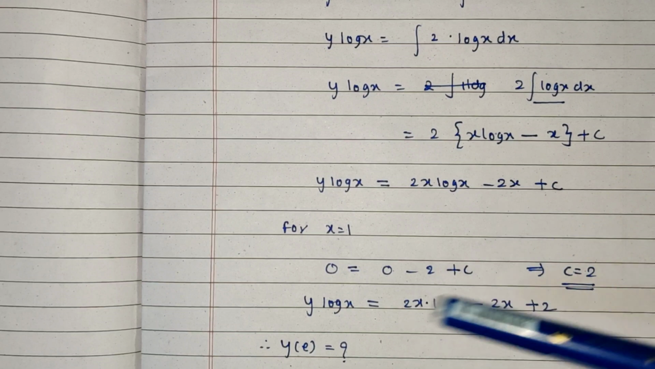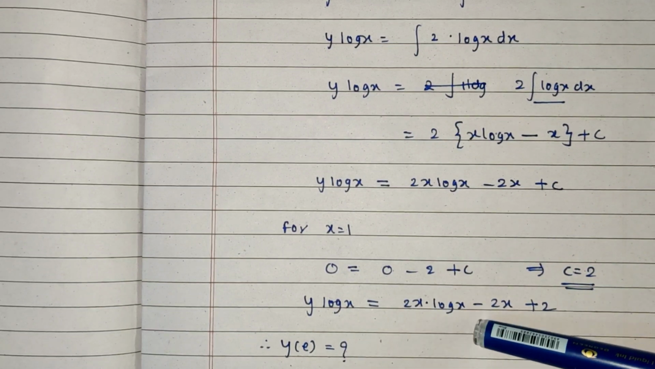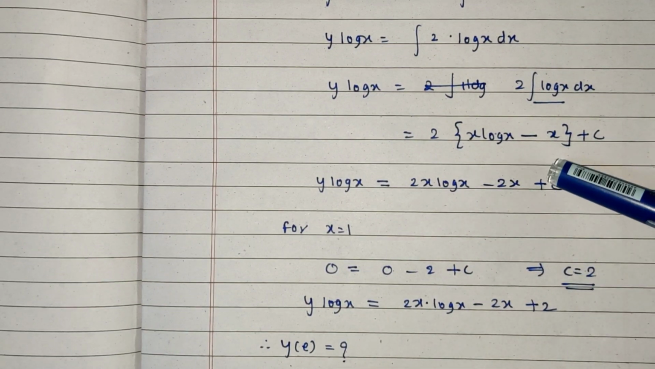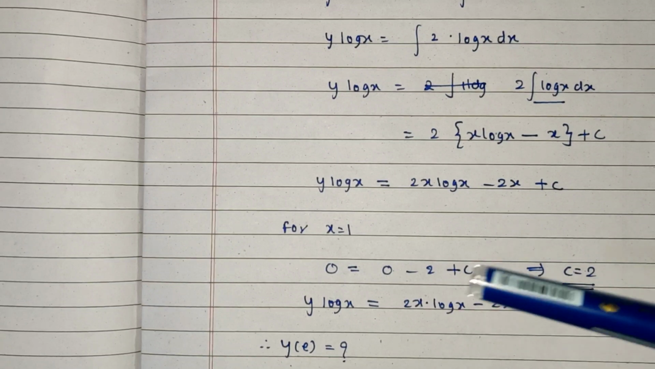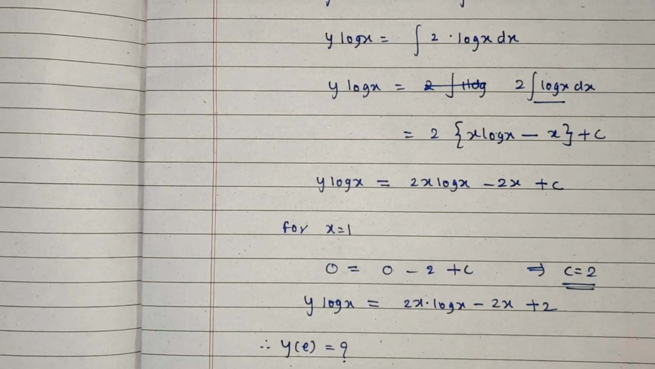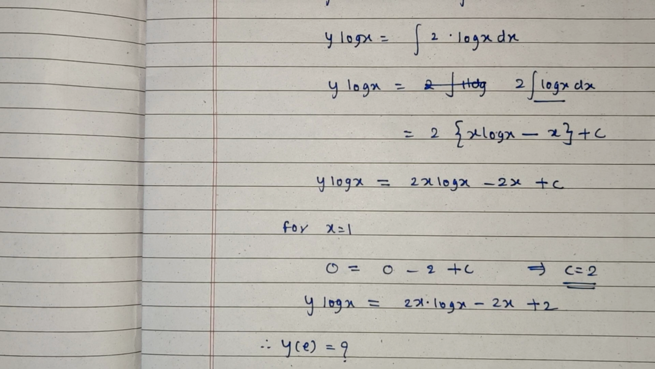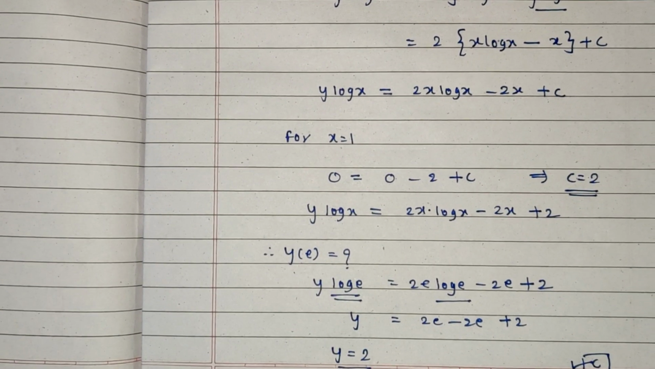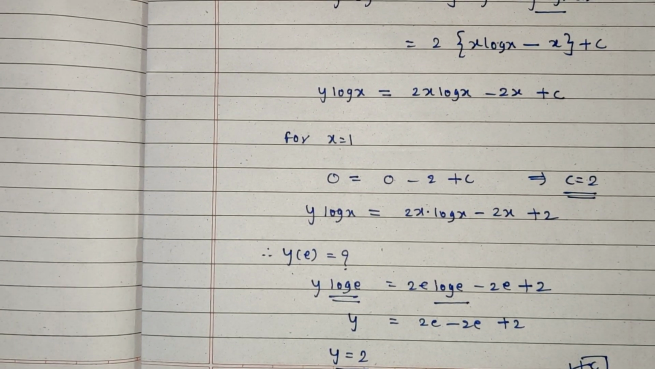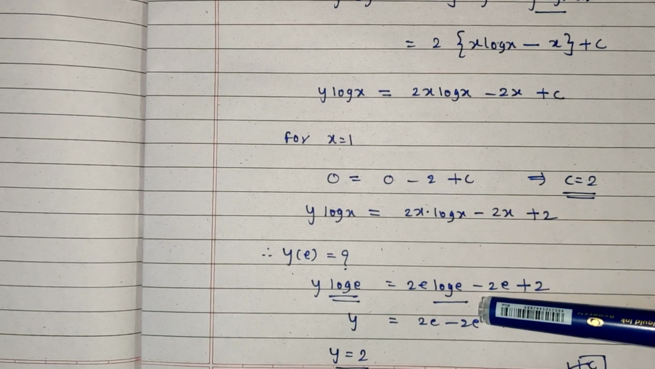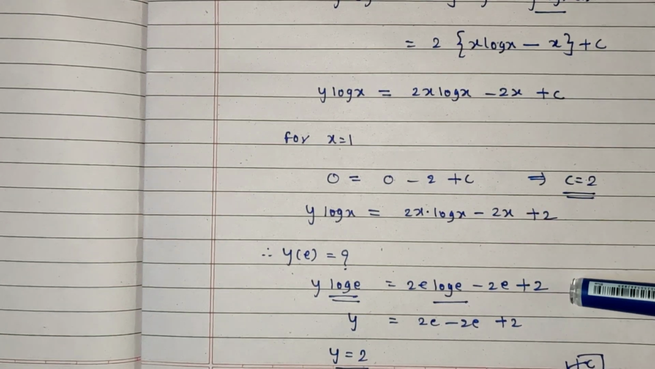Substitute c here: y = x log x - 2x + c, and c is equal to 2. Now y(e) is to be found. So substitute x = e in the equation: y = 2e log e - 2e + 2.